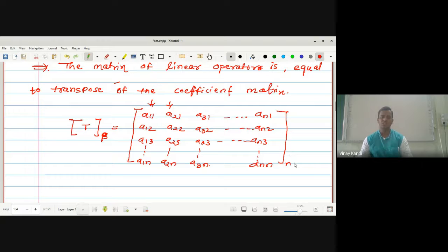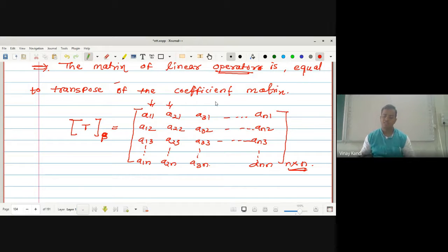How many columns are there? Also n columns are there. So n rows and n columns. Hence, the matrix of a linear operator, any linear operator, must be a square matrix. So the transpose of the coefficient matrix is equal to the matrix of the linear operator.